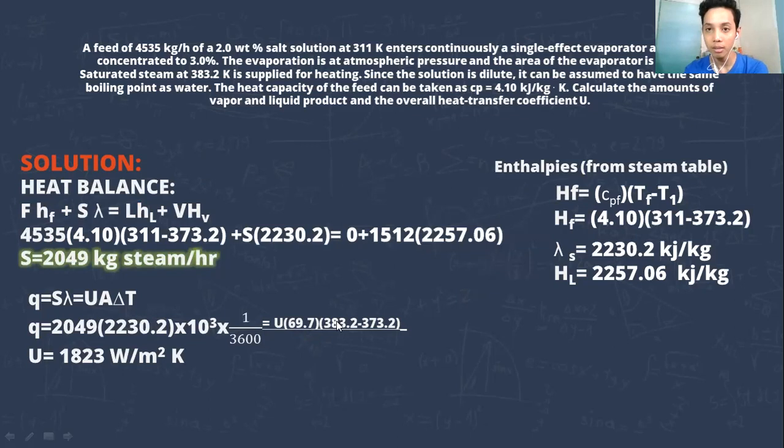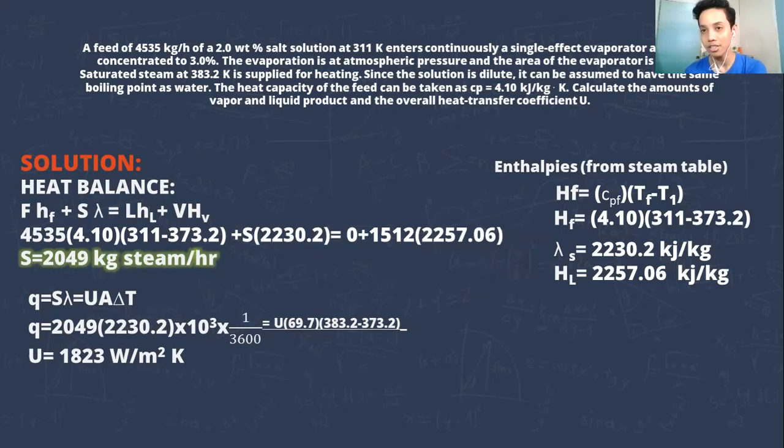the temperature of the entering steam, which is 383.2 Kelvin, minus the boiling point temperature inside the evaporator, which is 373.2, or 100 degrees Celsius. So we can now solve for U. The overall heat transfer coefficient U is equal to 1,823 watts per meter squared Kelvin.